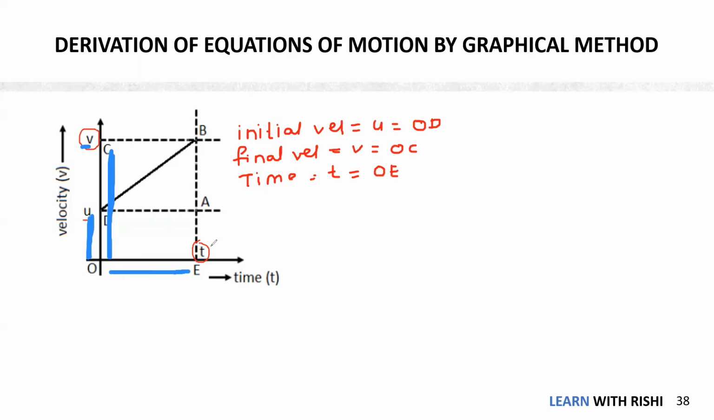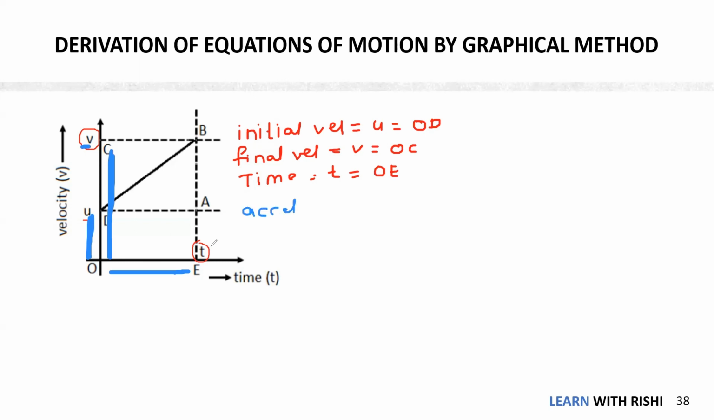Now to prove the first equation of motion, which states that v is equal to u plus at. Now in this equation, we need final and initial velocity, acceleration and time. So here we have initial velocity, final velocity and time. Let us start from the definition of acceleration. Now what does acceleration tell?